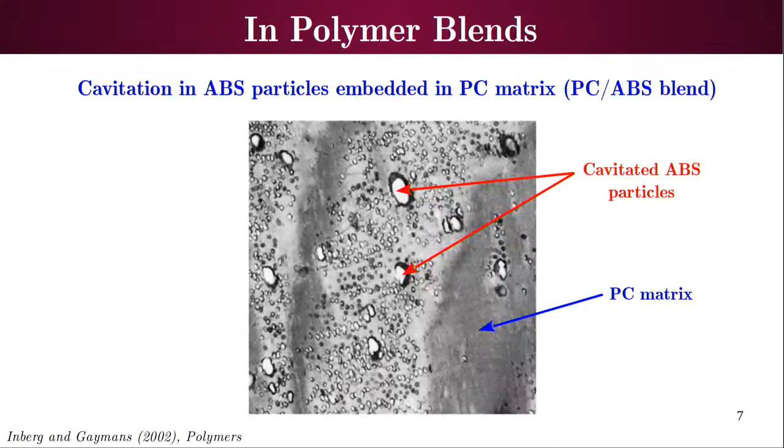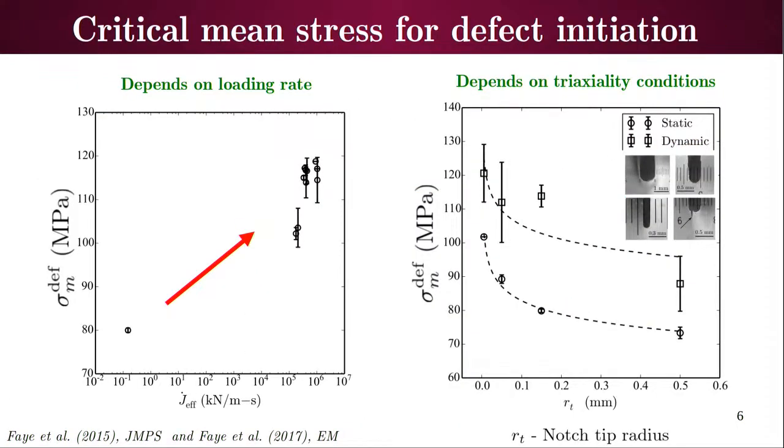So what we looked at in the simulations was the mean stress at the location where the void is growing, or the location where the mean stress is higher. What we found is that with the increase in loading rate, this mean stress, which is responsible for defect initiation, increases. So we saw a rate dependent mean stress which is responsible for defect initiation or void growth.